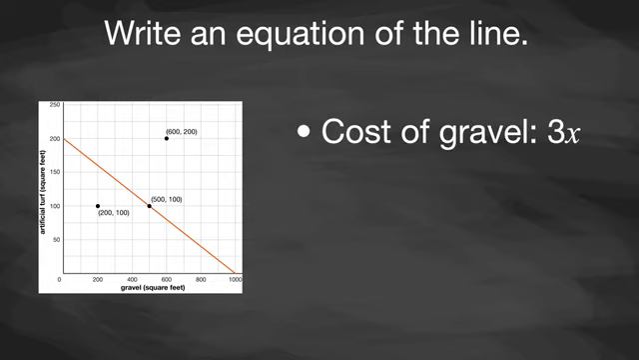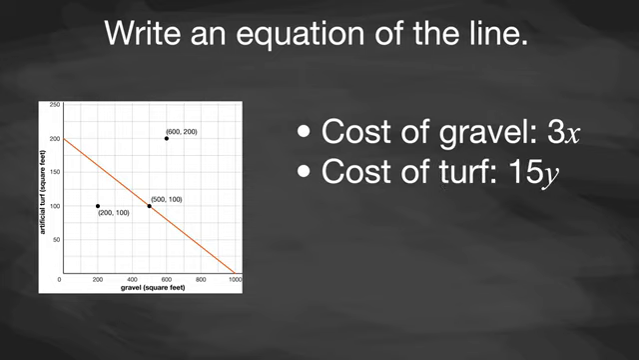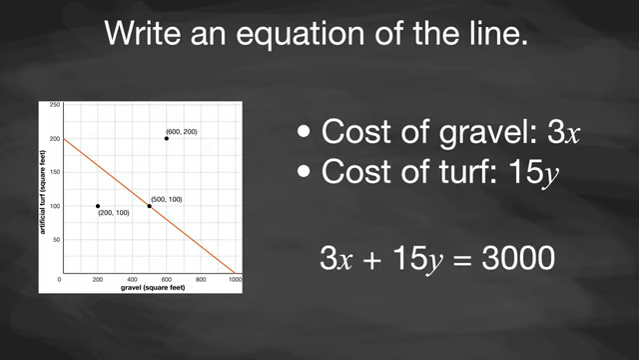You know that the gravel is on the x-axis and costs $3 per square foot. The cost of gravel is represented by 3x in an equation. The cost of the artificial turf is $15 per square foot. This is represented by 15y. So together, 3x + 15y = 3,000 is the equation for the line.